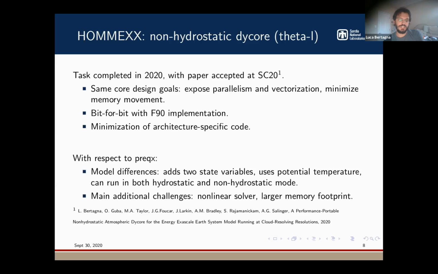There are a few additional challenges besides the original ones of exposing parallelism, vectorization and whatnot. There are two additional challenges: one is the nonlinear solver, which I will talk about later, and then the larger memory footprint. We're solving a much larger problem. We have more state variables, and due to algorithmic properties, we may have more temporaries to take care of inside our kernels.